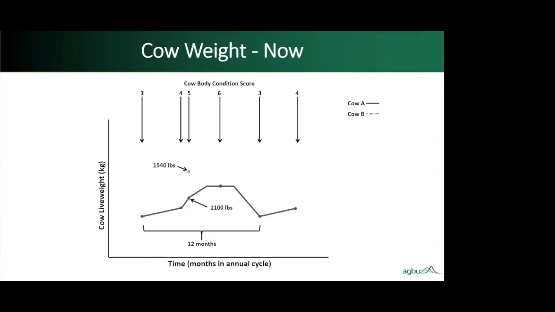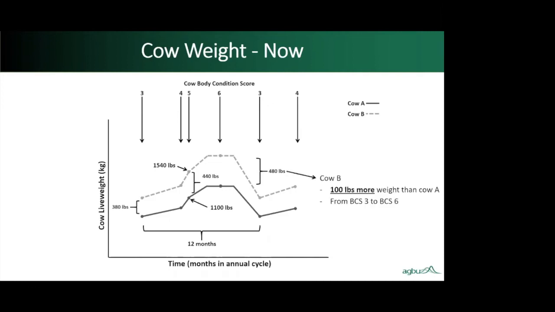If we take a second cow who weighs 1540 pounds at the point of weaning, and she has a pattern of cow live weight change throughout the year such that she's able to be at the same cow body condition scores as the first cow at different points during the year, then at mating she will be 380 pounds heavier than the first cow. She will be 440 pounds heavier than the first cow at weaning, and 480 pounds heavier at the point in the annual production cycle these cows are at their heaviest. This means that the second cow has had to put on 100 more pounds than the first cow to go from her lightest at body condition score 3 to her heaviest at body condition score 6.